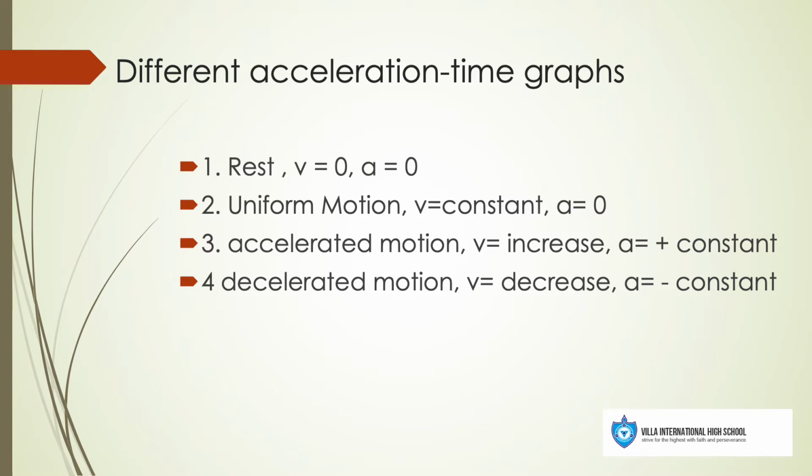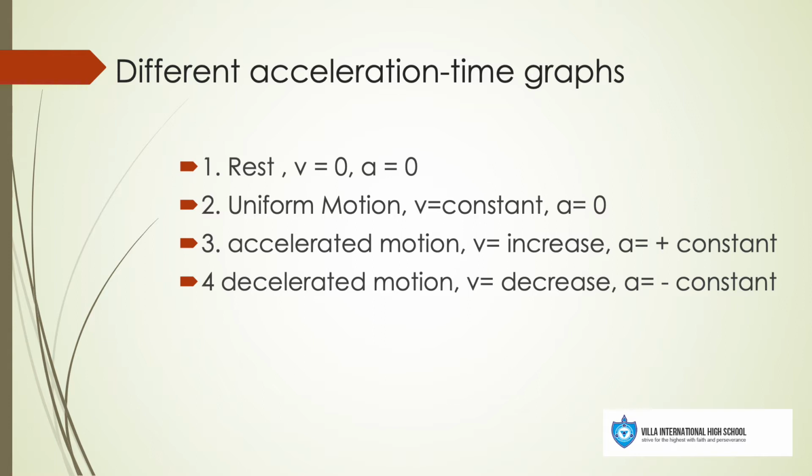The first one is rest. Rest means the object is not moving, so the speed or velocity is equal to zero and acceleration is also zero. Uniform motion. In uniform motion, velocity is constant. If velocity is constant, acceleration will be zero. Third situation, accelerated motion. Accelerated motion means velocity increases and acceleration is a positive constant.